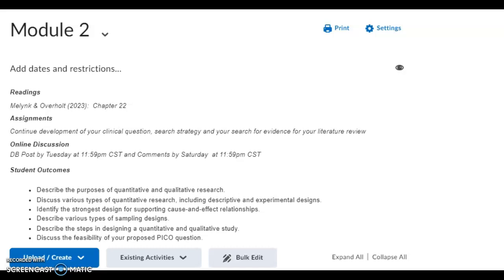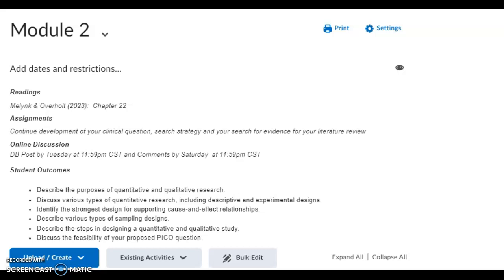Chapter 22 introduces us to feasibility, and we had some time to discuss feasibility during immersion. Remember to think about the resources, including time, that will be necessary to implement your project, as well as sustainability. In the discussion board, I've asked you to think through some of those things. Is your project feasible? Do you have the time and the resources to carry out the project?